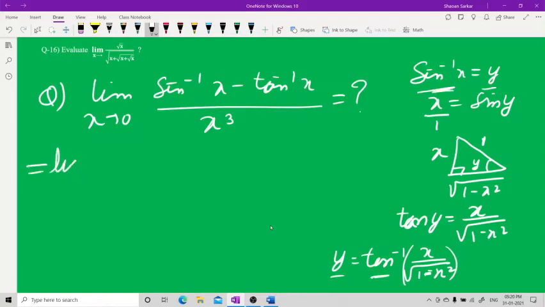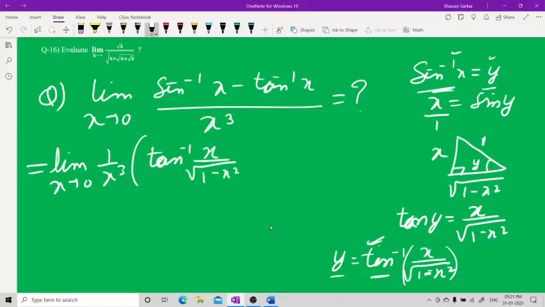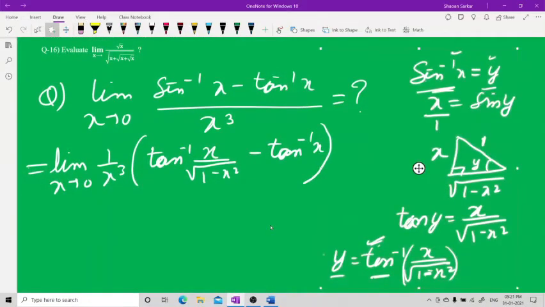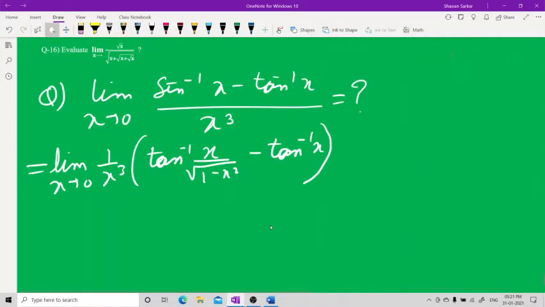Therefore, limit x tending to 0, you write 1 upon x cube, put a bracket. Instead of sine inverse x, now you can write tan inverse of this, because sine inverse x is y and that tan inverse is also y. Therefore, sine inverse x is tan inverse of x upon under root 1 minus x square, minus tan inverse x. Now do one thing. Wait a minute. Let me take this whole picture and let's delete this. The whole thing is gone.